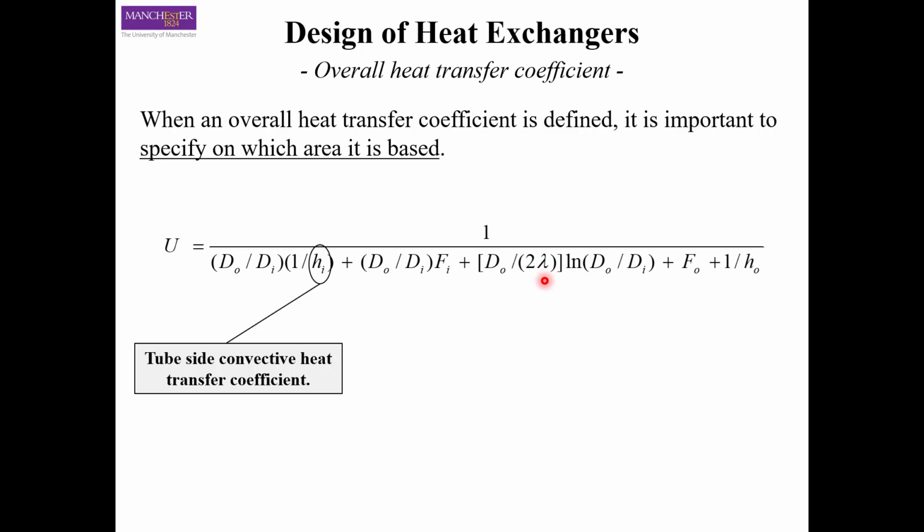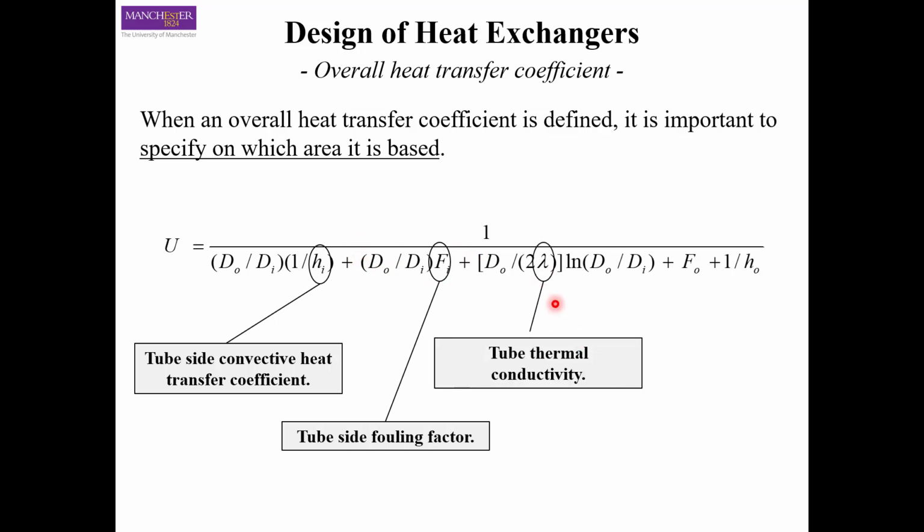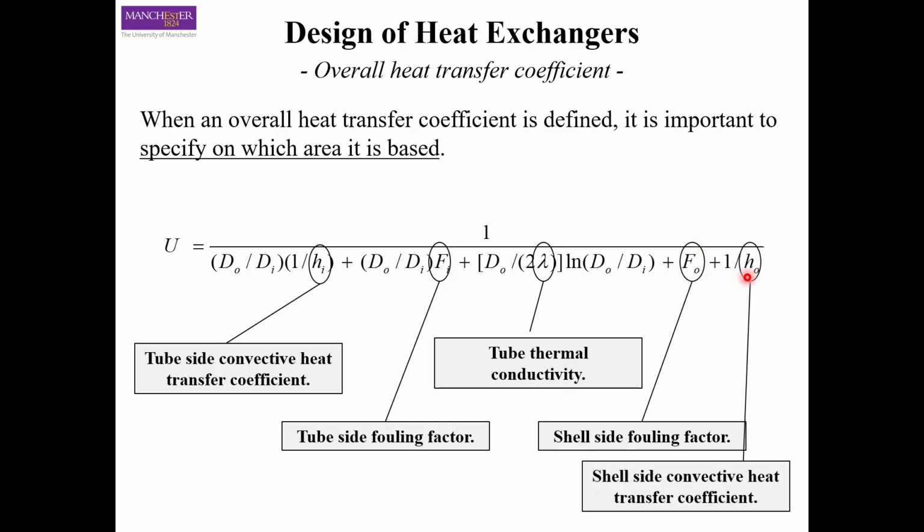So here we have hi, that is the tube side convective heat transfer coefficient, because that shows us that this part of the equation is due to the convective heat transfer resistance. Then we have Fi, that is the tube side fouling factor, and that is the resistance due to the fouling factor. Then we have the thermal conductivity of the wall of the tube, and that comes because of the conductive resistance to the system. And we have shell side fouling resistance, where we have the fouling at the outer side of the tube. And finally we have the contribution from the shell side convective heat transfer coefficient, and 1 over h node means that this resistance is coming from the convective heat transfer outside the shell.